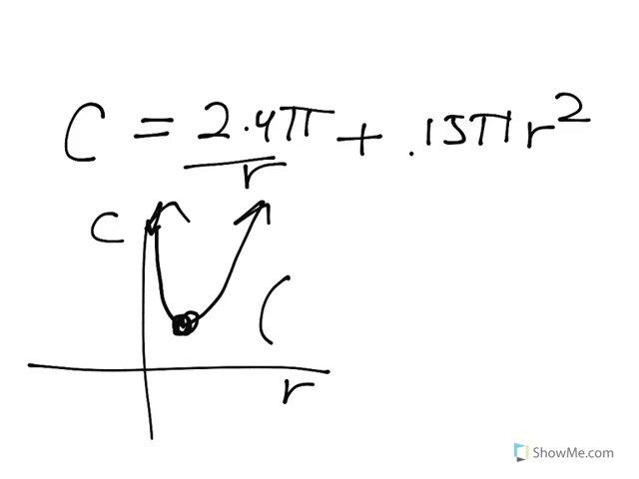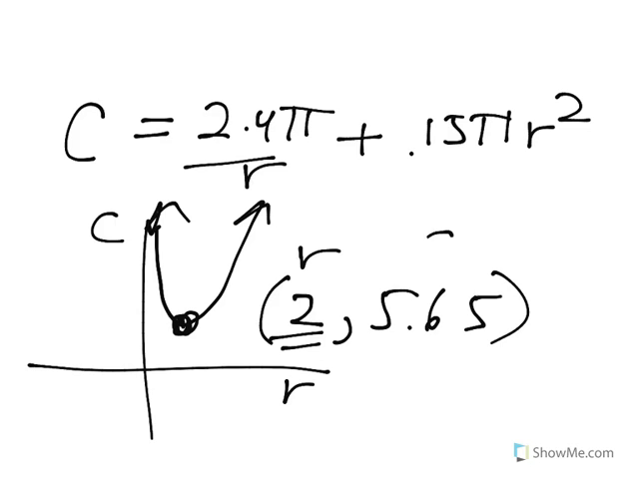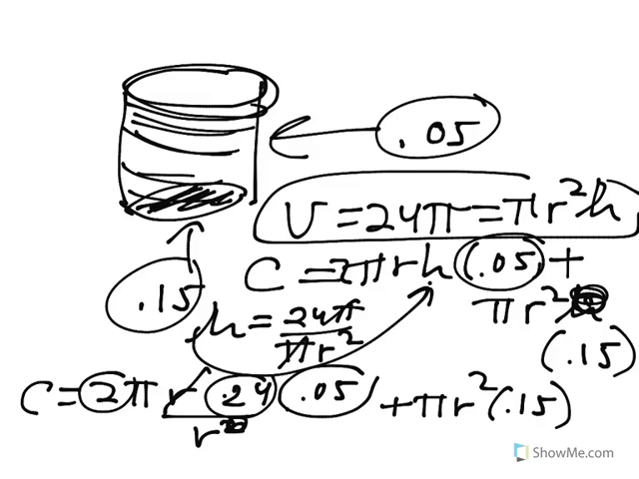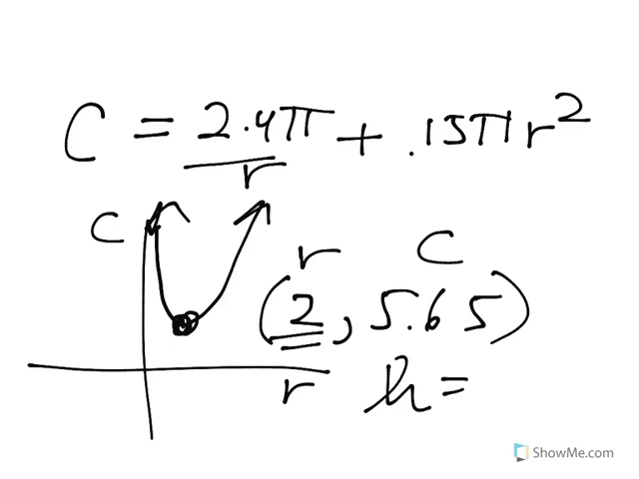That point ends up becoming (2, 5.65). So this means that the radius of the cylinder is 2. The cost of the cylinder is 5.65. And if you were to plug that 2 into this equation, h equals 24 over r squared, it would be 6. So that tells us about that cylinder.